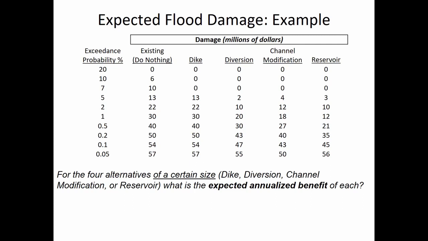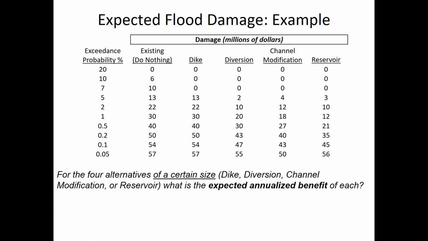All right, so now consider there are 4 structural alternatives being considered. There's the dike, and the way the dike works is that if it's in place, we don't experience the 10-year storm, and we also don't experience the 7% probability storm. But then for any storm bigger than that, it's as though the dike was never there. So we experience the full brunt of the storm for anything larger than the 7% probability.